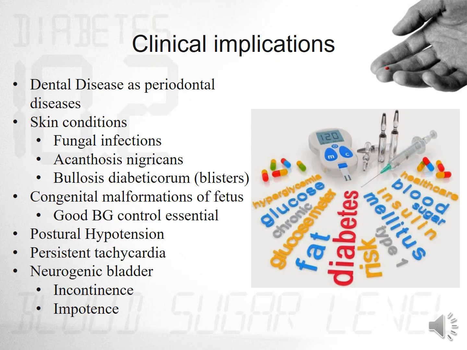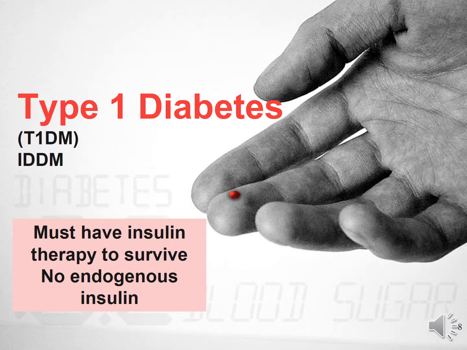The clinical implications are dental diseases, periodontal diseases, skin conditions, fungal infections, acanthosis nigricans, bullosis diabeticorum, blisters, and congenital malformations of the fetus. Good blood glucose control is essential to prevent that. Also postural hypotension, persistent tachycardia, and neurogenic bladder, which can result in incontinence and impotence.